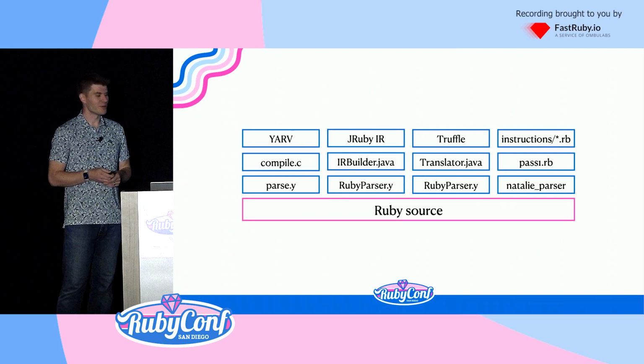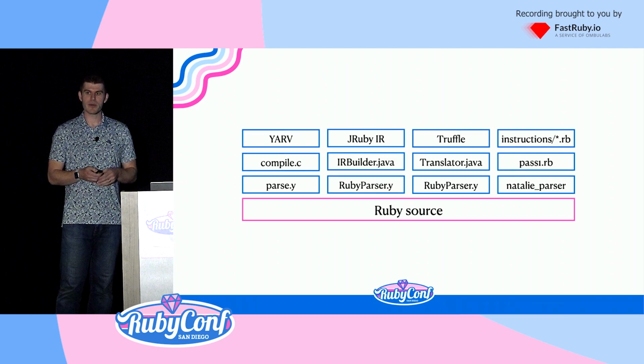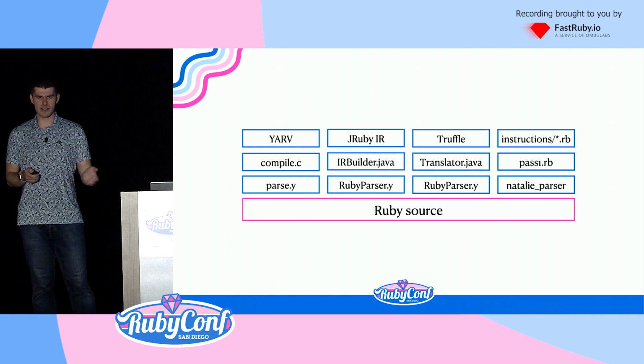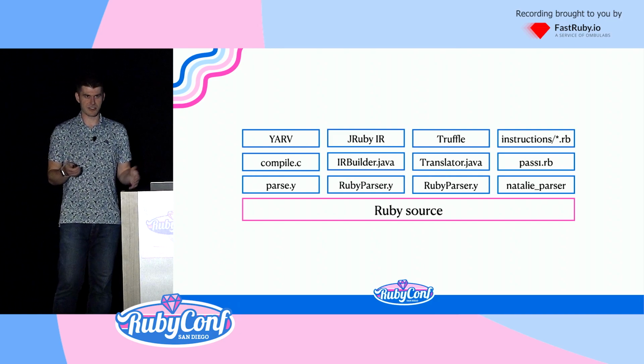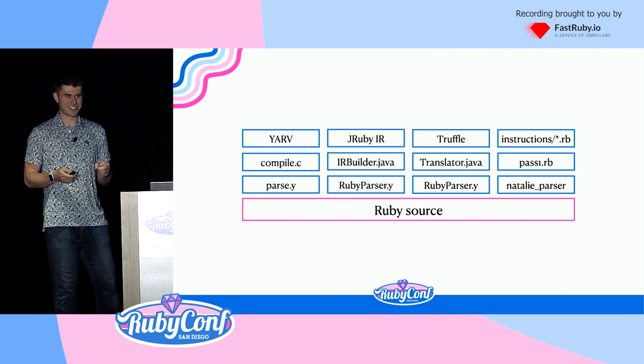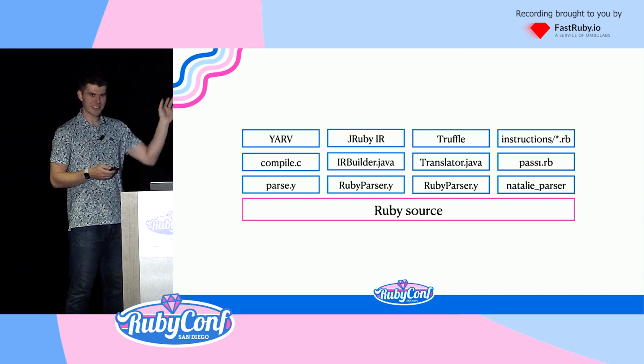What happens when Ruby source changes? What I mean by Ruby source changes is new syntax is introduced, some kind of breaking change. And don't get me wrong, they are breaking changes. So the pink is going to represent different things.